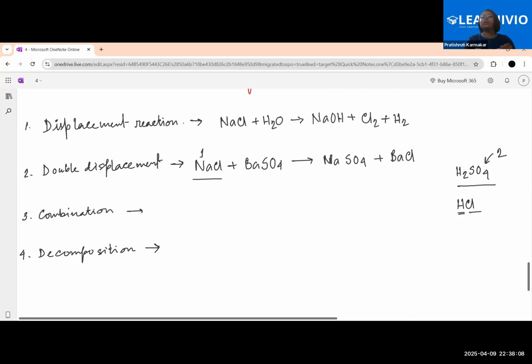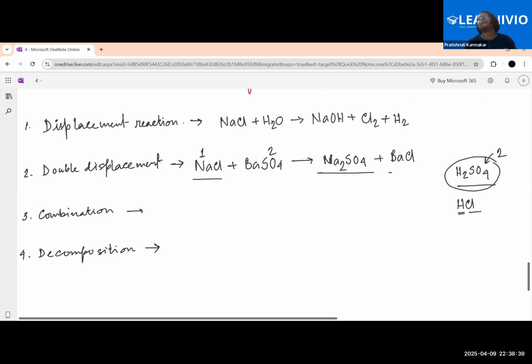And what is the valency for sulfate? Sulfate is 2. So the valency of sodium is 1 and valency for sulfate is 2. So we have this compound NaSO4. Is that a correct formula? No, I think it is Na2SO4. It would be Na2SO4. Correct.